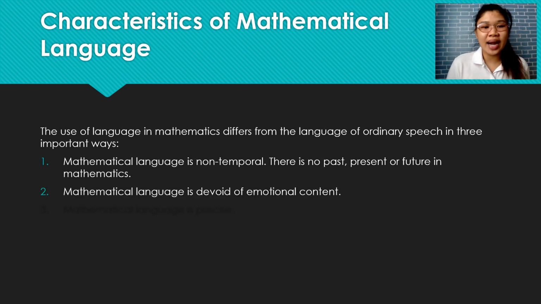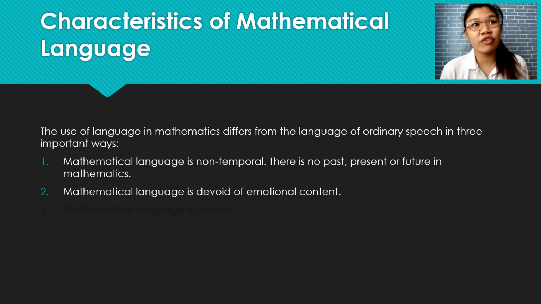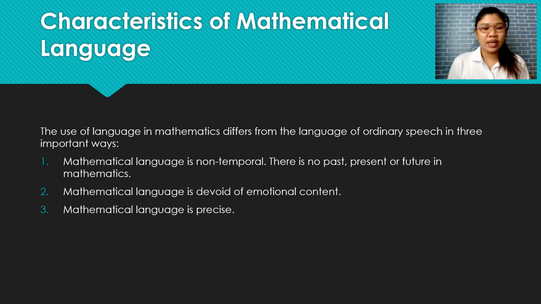Another characteristic: mathematical language is devoid of emotional content. As I have said earlier, language is a way of communication or a way of expressing your thoughts, your feelings. But mathematical language is devoid of emotional content. Lastly, mathematical language is precise. In mathematics, we are precise. We are accurate.